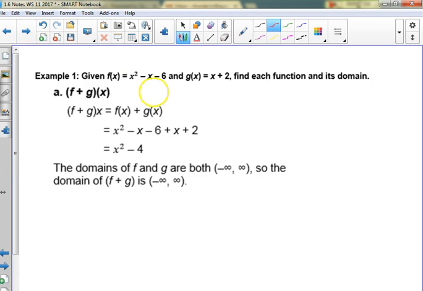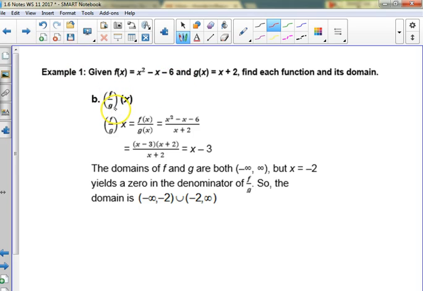All right. So here's a quick example. It says add these two, f and g. So they wrote down f, they wrote down g, they combined the like terms. The domain of the original was both all real numbers, so the new domain is still all real numbers. That seem okay?